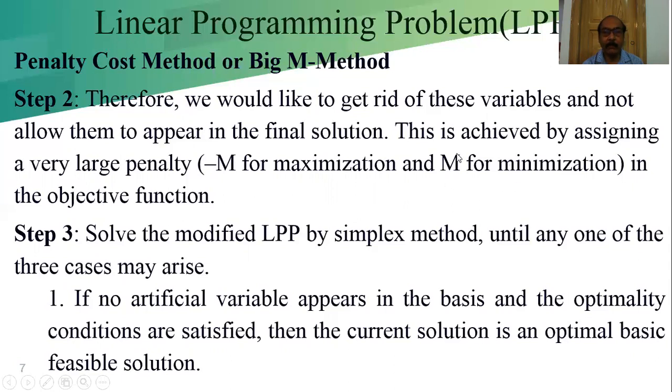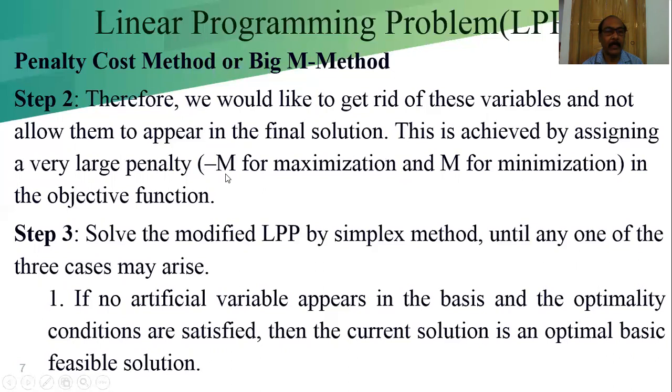And positive M is very large, that means much greater than 0. And then positive M, that means the coefficient of the artificial variable is M, for the minimization problem. That means we are adding M times the artificial variable in the objective function for the minimization problem. But for the maximization problem, we are subtracting M times the artificial variable.